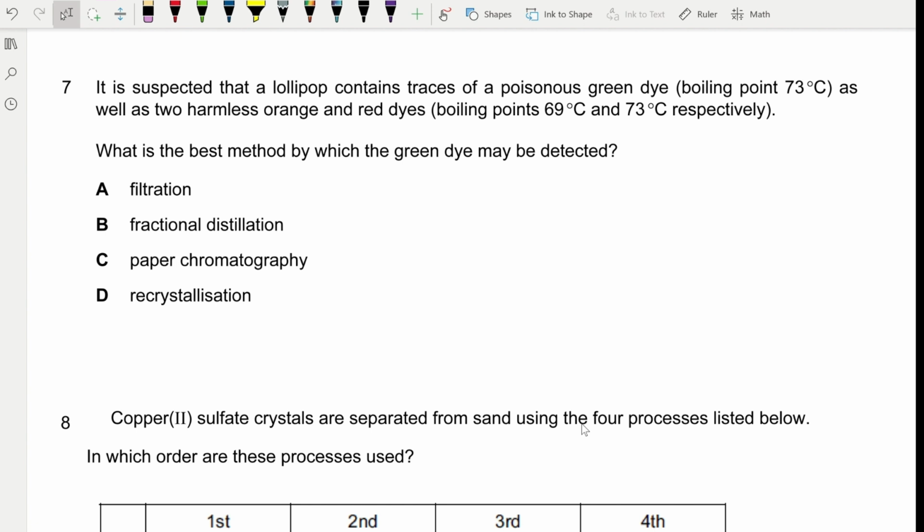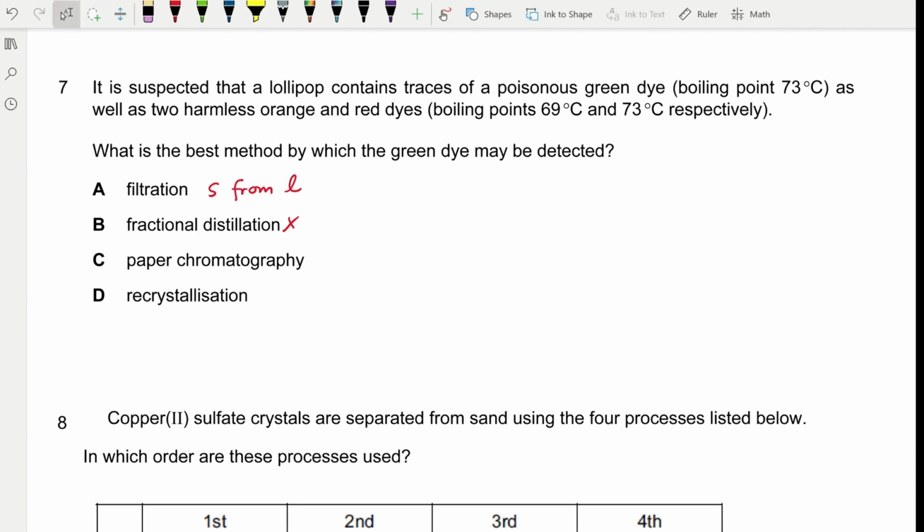Because the boiling points are very close to each other, and even the same for red and green dye, we cannot use fractional distillation. And besides, a lollipop has a small amount of dyes, so it cannot be separated using fractional distillation. Also cannot be separated using filtration, because filtration is to separate solid from liquid. So it cannot be used to separate dyes.